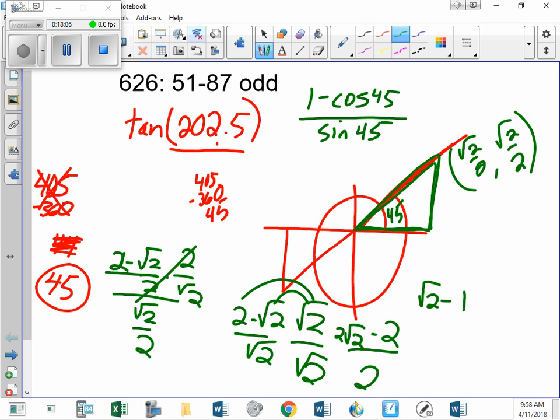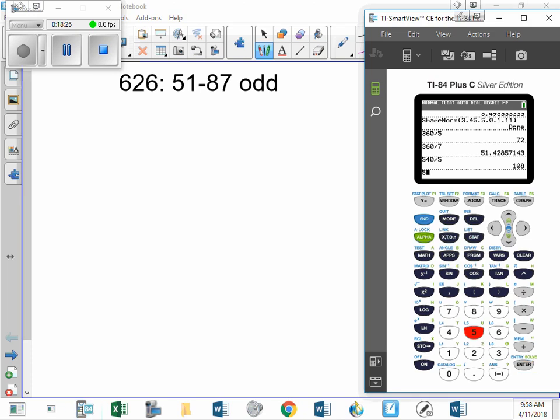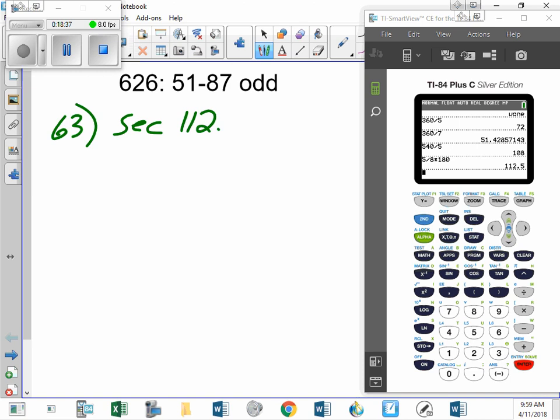So let's do your secant problem, number 63. Now, there's no sense in doing these in radians. So we just need to convert to degrees. So 5 pi over 8. So we take 5/8 and we times it by 180. And we end up with 112.5. So this is number 63, the secant of 112.5.